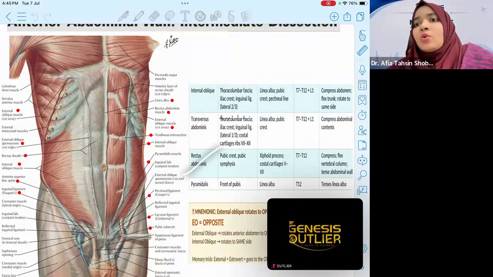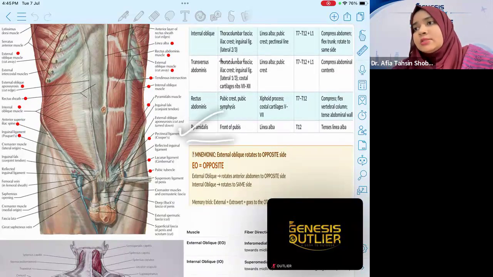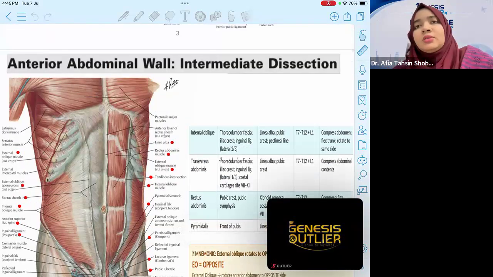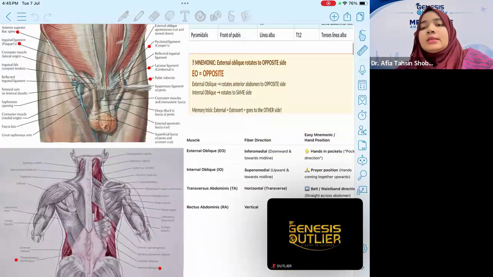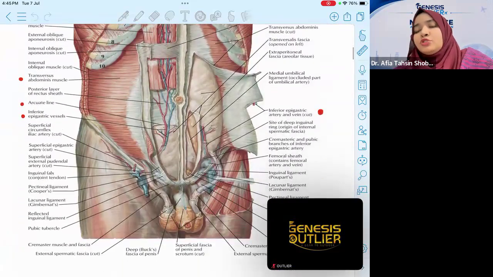Okay, now come to pyramidalis. Pyramidalis is not important for MRCS. Just go through it once. It's very easy, but in the exam, most frequently it is asked about external oblique, internal oblique, and rectus abdominis muscle. Okay, these are very important for the exam.